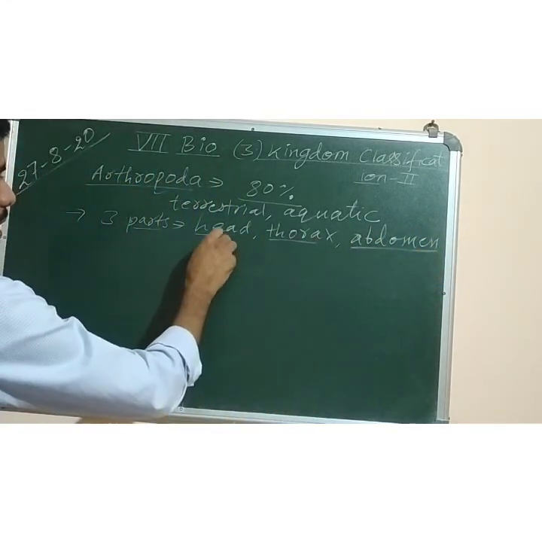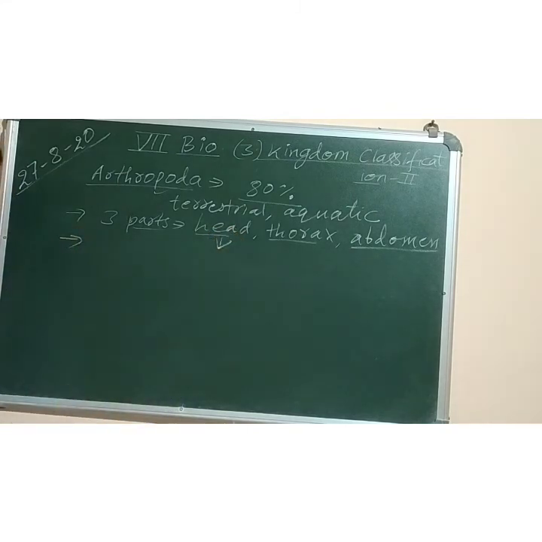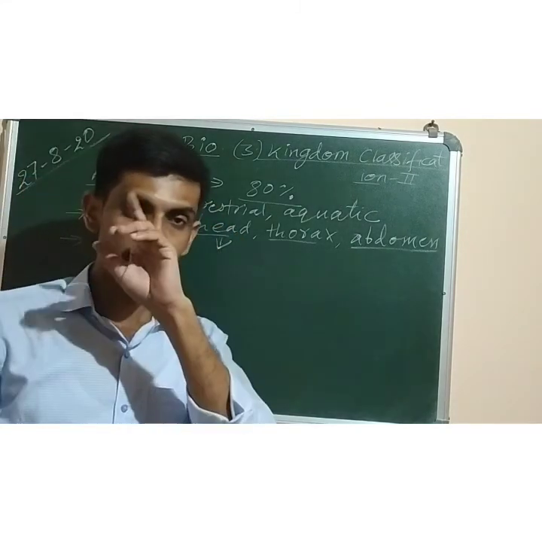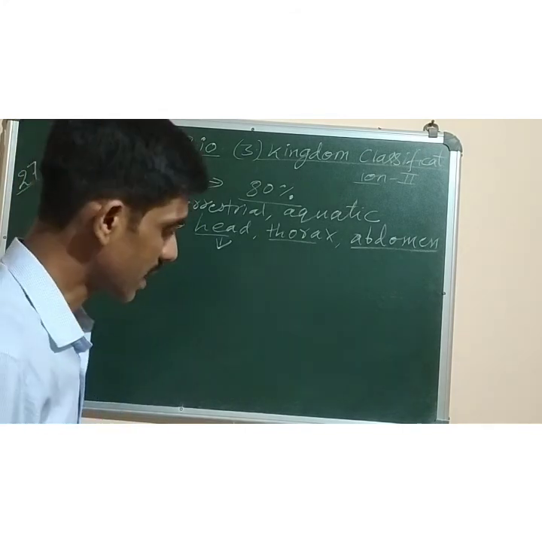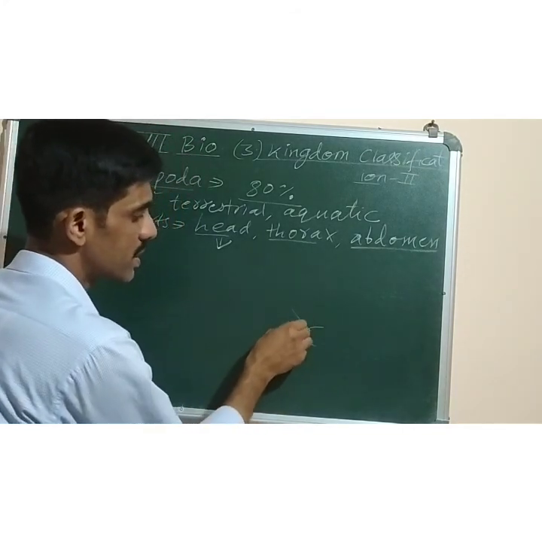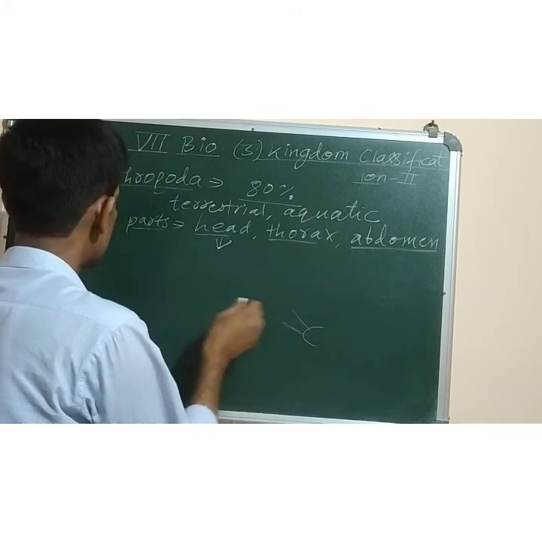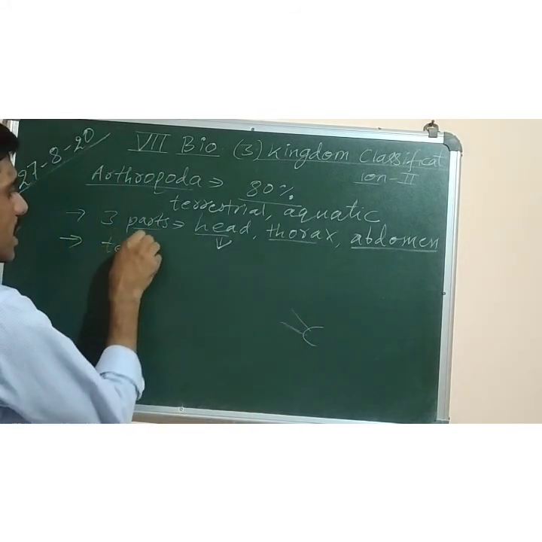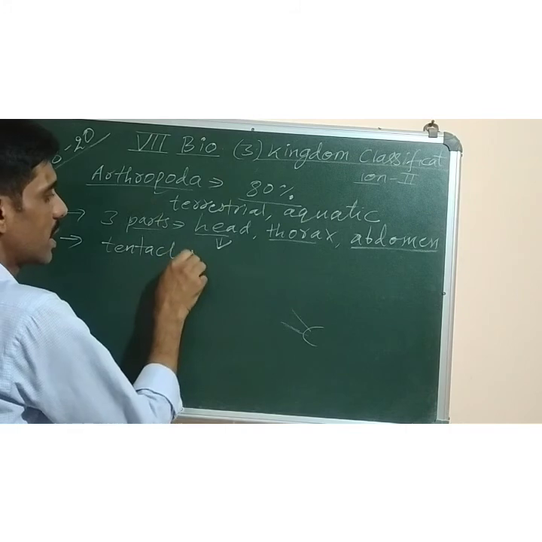Then on the surface of their head, tentacles are present. What are tentacles? You may have seen insects that have certain hair-like structures which help them to feel. They are just like feelers. So tentacles are present on their head.